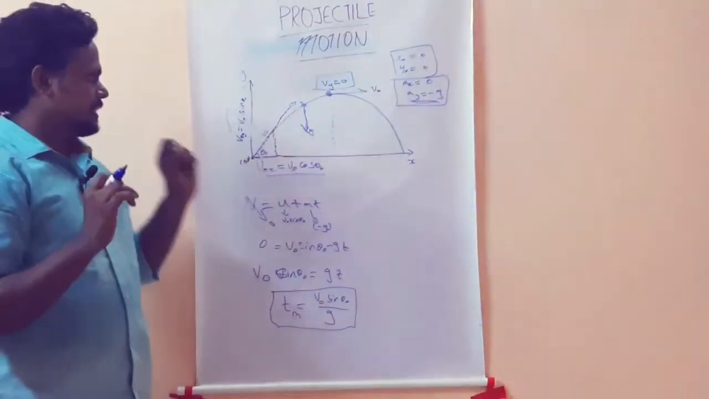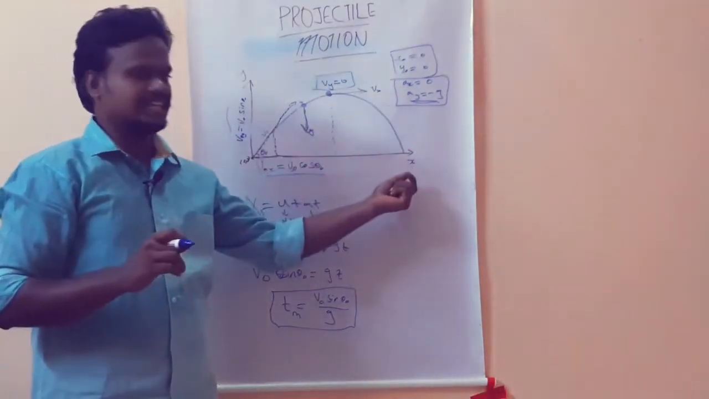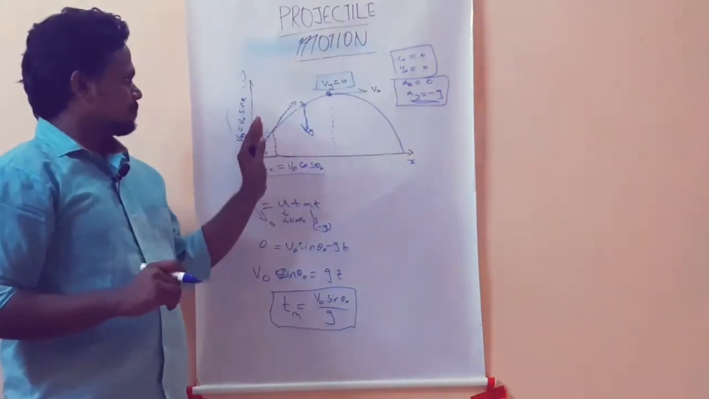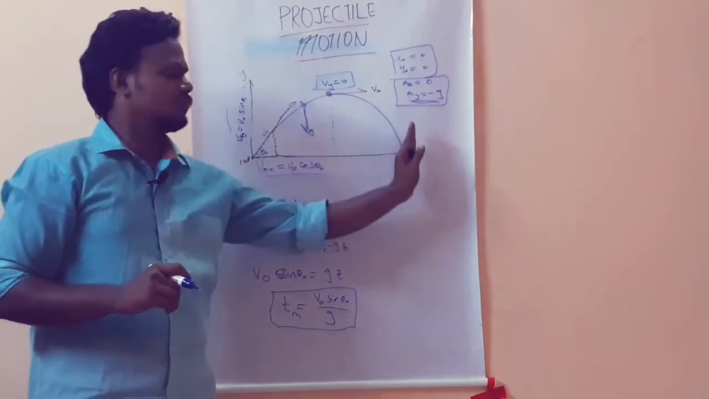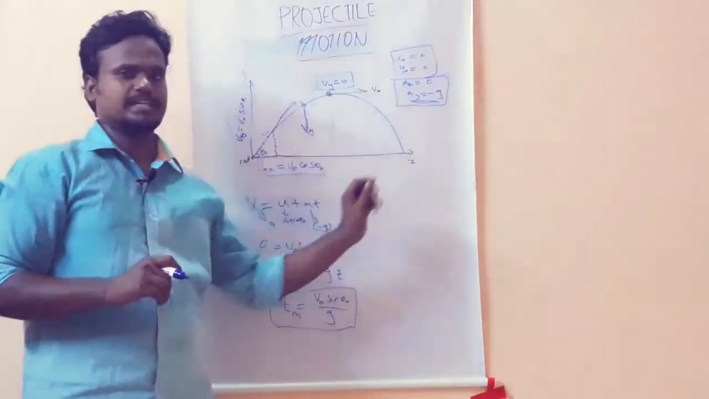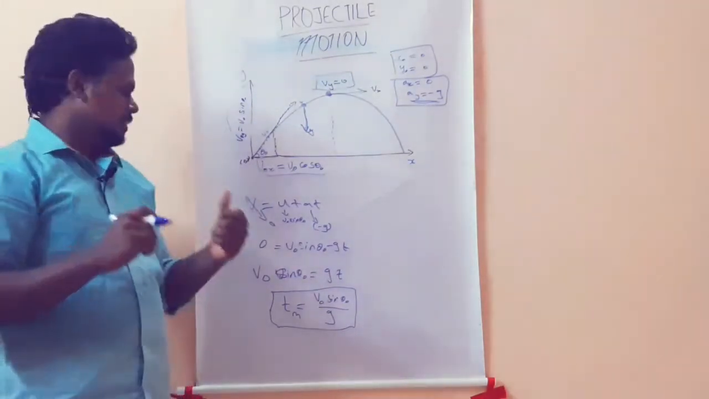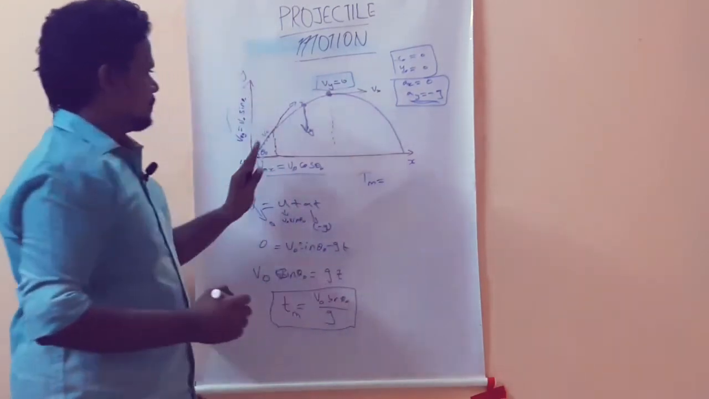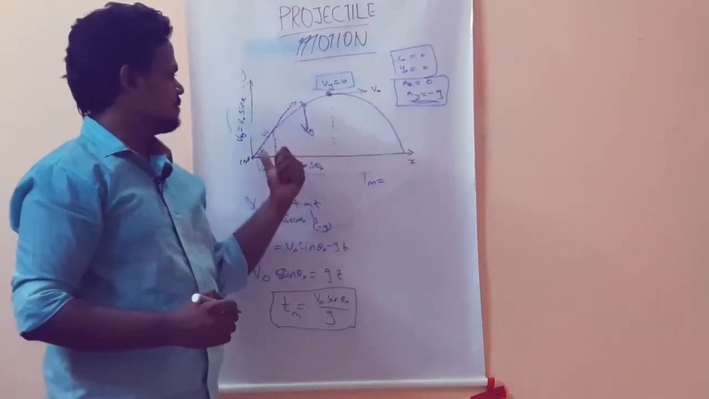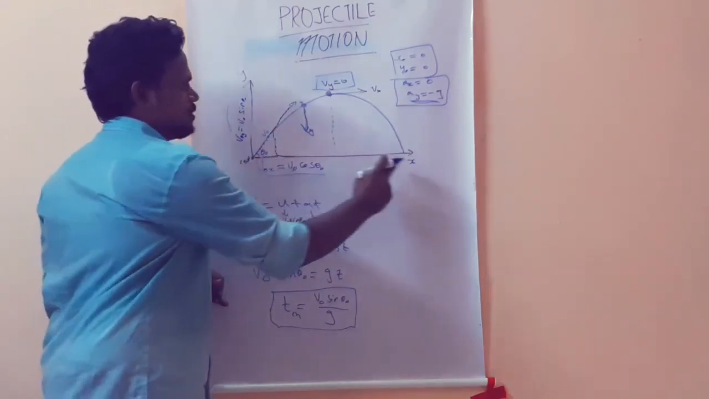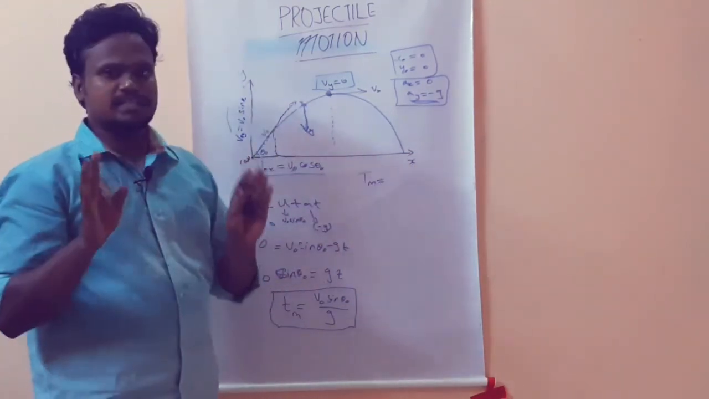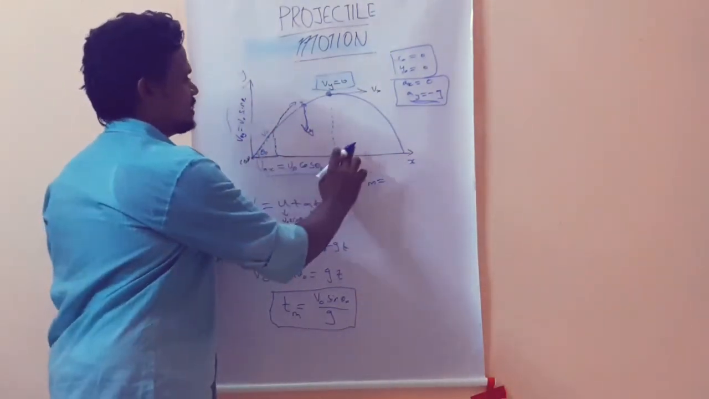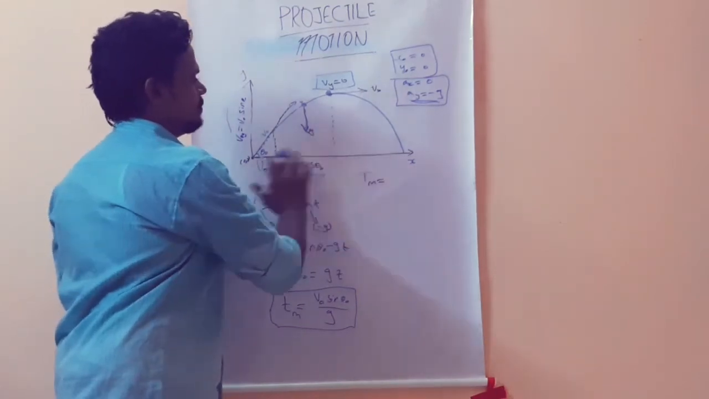Time of flight means the time taken to reach the final stage from the initial stage. See, the time to reach maximum height is half of the time to the final position, right? So we can find the time of flight using the time taken to reach maximum height. By seeing this diagram itself, we can see the time of flight, that is from here to here the object is traveling. So the time taken to reach the final position is 2 times the time taken to reach the maximum height.